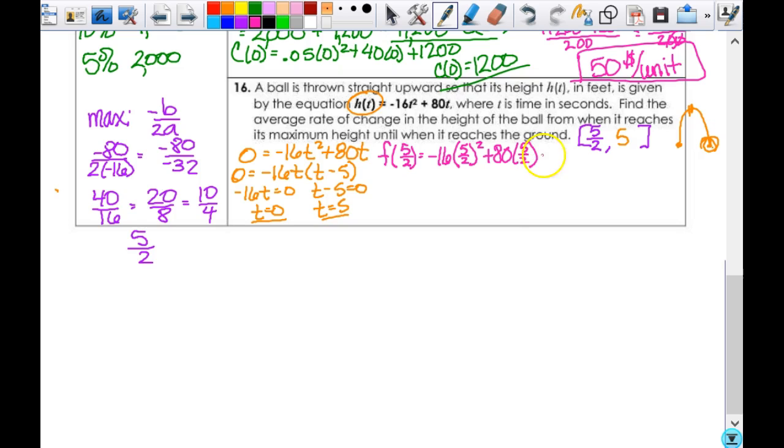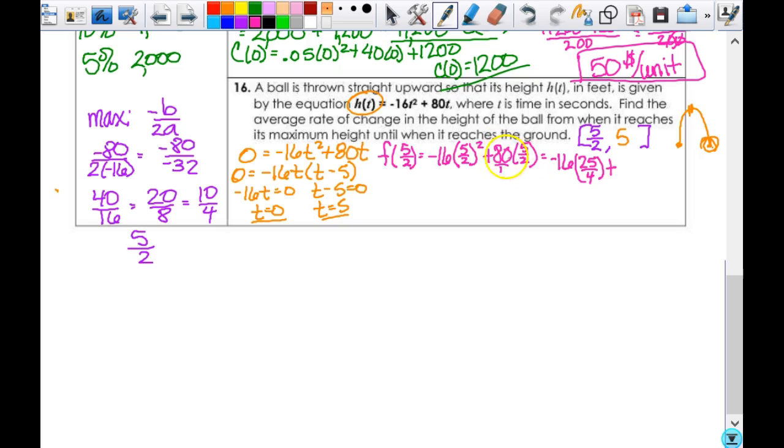All right, so this gives me negative 16. What's 5/2 squared? 25 over 4. It's easy to square a fraction. 25 over 4. Square the top, square the bottom. Plus, and anytime I multiply a whole number times a fraction, put that over 1.